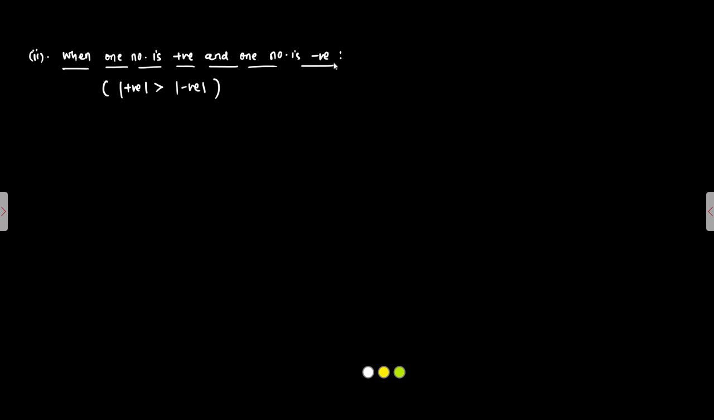Okay, so let's take the case of 18 minus 7. Here 18 is positive, 7 is negative. Magnitude of the positive number is greater than the magnitude of the negative number. Plus 18 is greater than 7. But 7 is negative, 18 is positive. So first we have to represent them in their binary equivalent form.